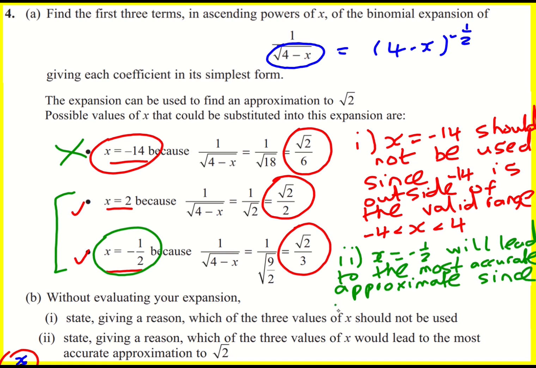Now the answers say since it is closest to zero. So I do like that. I actually wrote down that the terms will converge to zero more quickly. Okay, both of those are okay. So yeah, that is that question done. Well done.